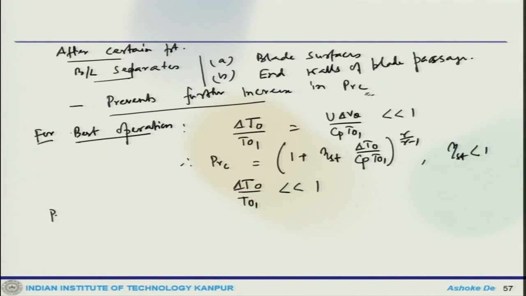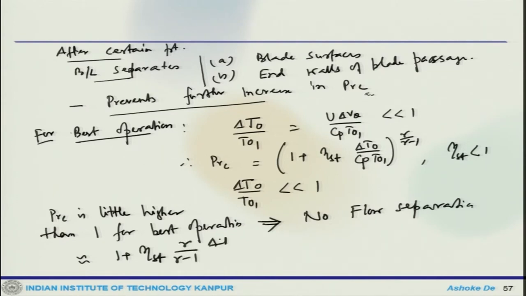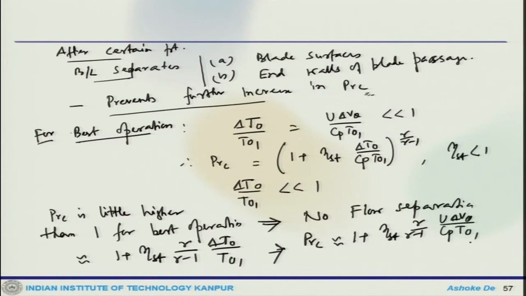So, PRC is a little higher than 1 for best operation, which will lead to no flow separation. Okay. So, that is equivalent to 1 plus eta st gamma by gamma minus 1 delta T naught by T naught 1. So, what we get is PRC is 1 plus eta st gamma minus 1 by gamma, u delta V theta by Cp T naught 1.